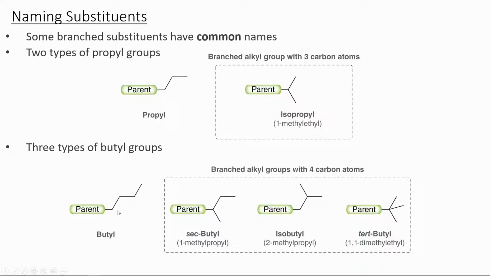With a butyl group, we now have 4 carbons, so there's additional branching possibilities available to us. So we're actually going to have 3 potential branching possibilities. We have sec-butyl, which would be the 1-methylpropyl. Sec-butyl, we have isobutyl. Notice that this carbon now has 2 methyl groups attached to it. And then tert-butyl, where we have 3 methyl groups attached to this carbon.